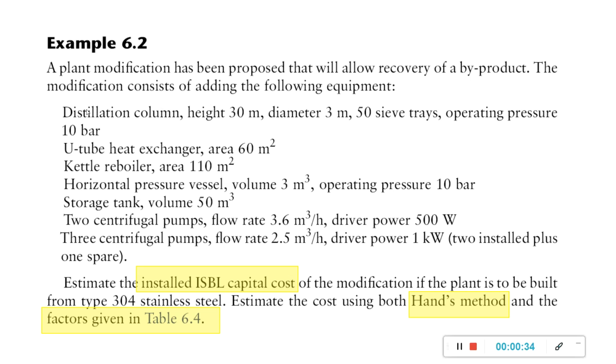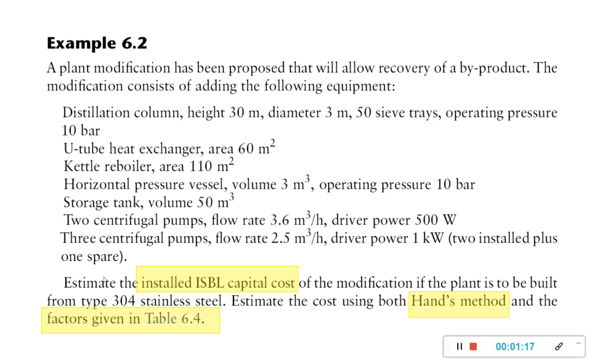The first one is a distillation column with the specifications written here, and then a U-tube heat exchanger with an area of 60 square meters, and then a kettle reboiler with the specific area here. Then a horizontal pressure vessel with volume 3 cubic meters, a storage tank, two centrifugal pumps together with the driver power, and a centrifugal pump with one driver of power 1 kilowatt, but two installed plus one spare. So you have three, but two to be installed, and another one is a spare.